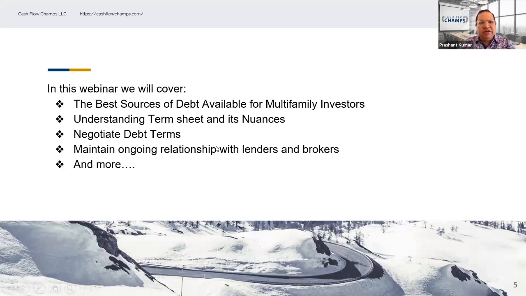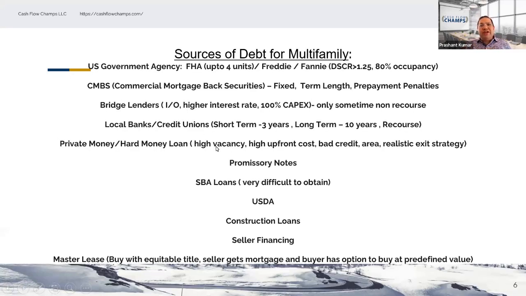Let's start talking. So what are the sources of debt for multifamily, right? You have FHA loan. These are government agency, right? Up to 4 units. But if you go into more than 4 units, then you need commercial U.S. government agencies, which are Freddie and Fannie. Freddie and Fannie are not the lenders. They only guarantee the loan, right?